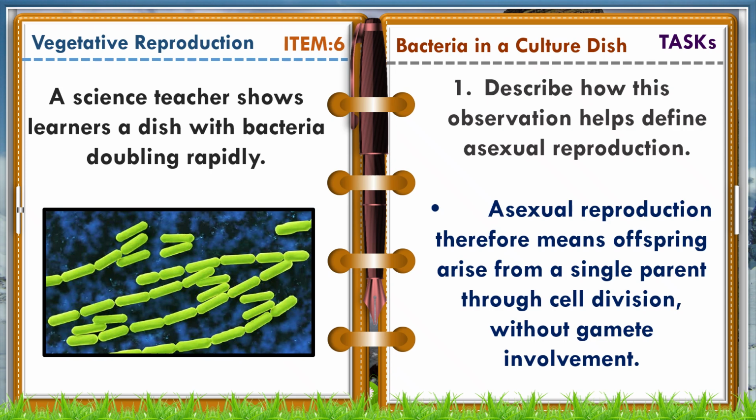Asexual reproduction therefore means offsprings arise from a single parent through cell division without gamete involvement. So you can see that the bacteria go on: 1 divides and forms 2, 2 divide and become 4. That is what we are referring to as binary fission.